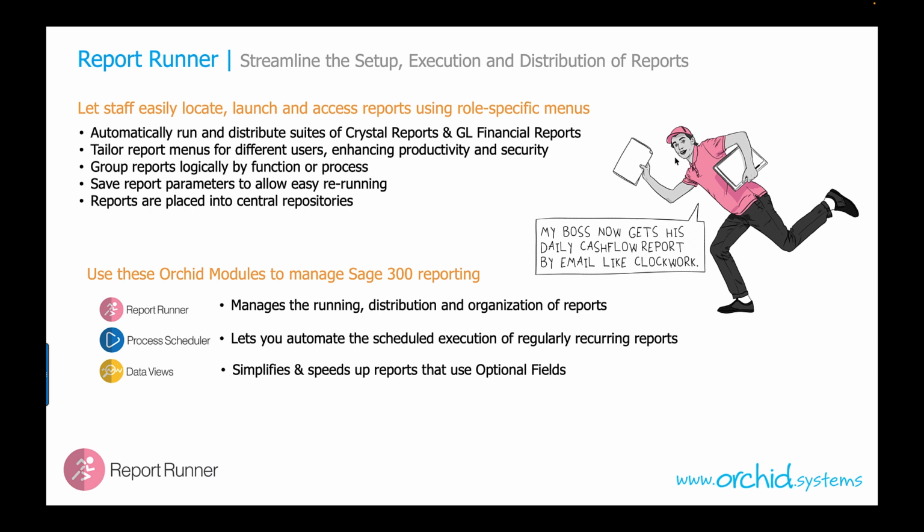You group your reports by function, by process. You configure this based on your business needs. You save the report parameters for easy rerunning, how to name the reports, where to save them, and it acts as a central repository of all your reports. And with Process Scheduler, you can then automate when these reports are refreshed in emails.